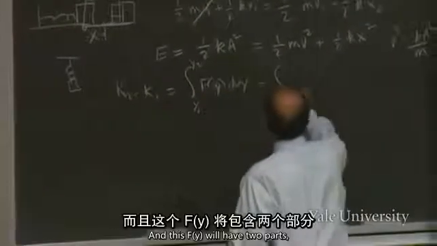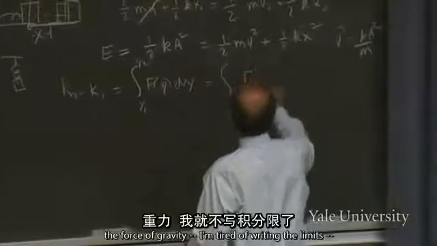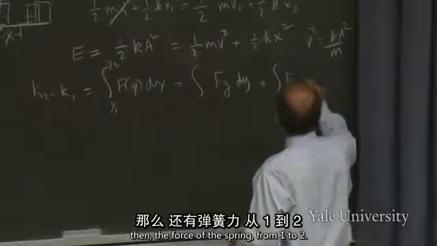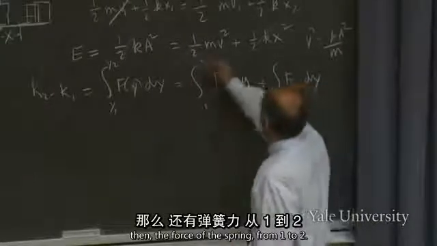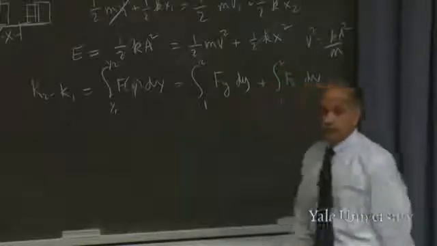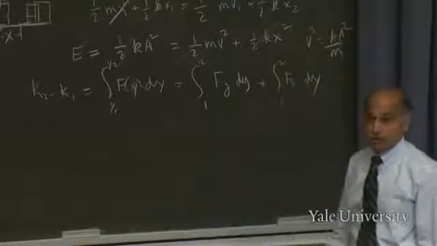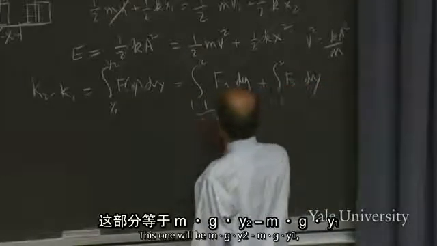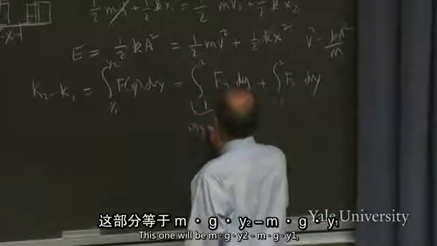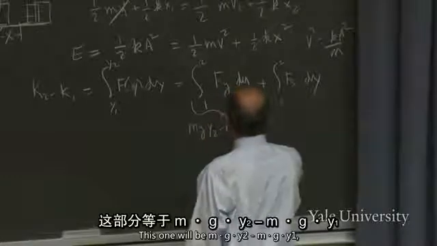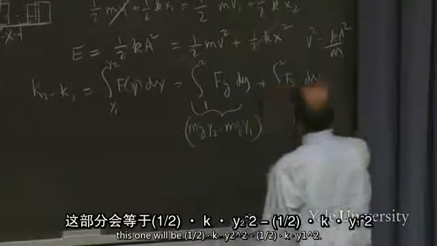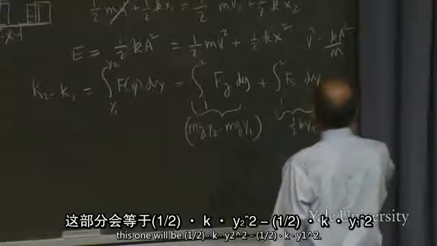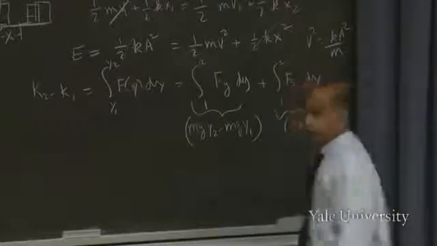And this f of y will have two parts. The force of gravity, I'm tired of writing the limits, then the force of the spring, from 1 to 2, from 1 to 2. Right? There are two forces acting on it. This one will be mg y2 minus mg y1. This one will be 1/2 k y2 squared minus 1/2 k y1 squared.